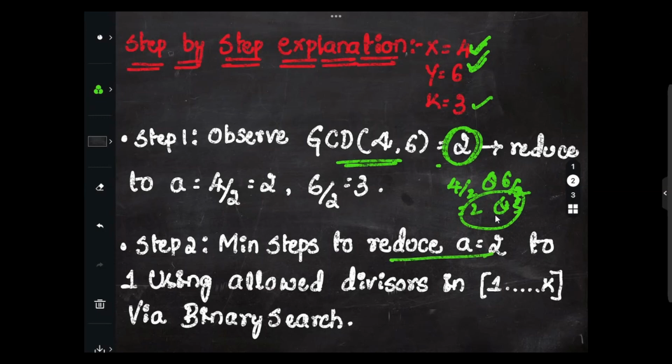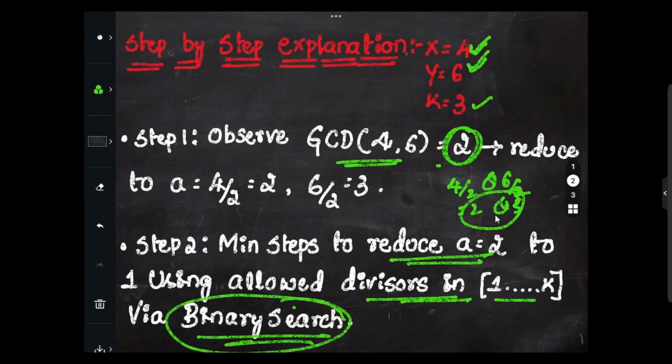Then we find the minimum steps to reduce a equals 2 to 1 using the allowed divisors in 1 to k via binary search. We'll be making use of binary search because a equals 2 and a equals 3 we got here in this case.